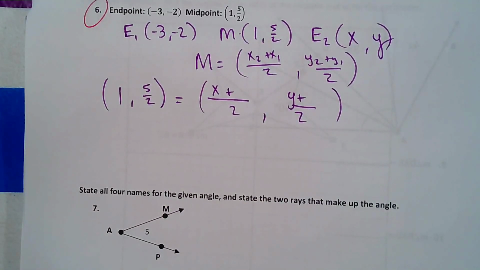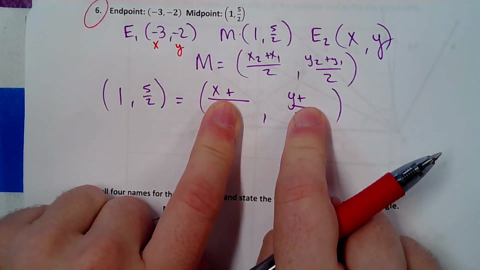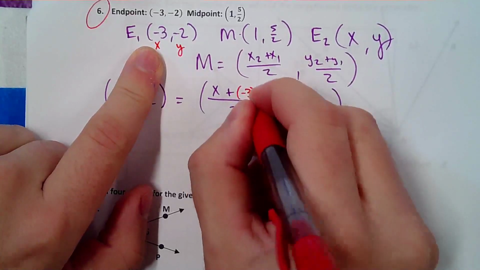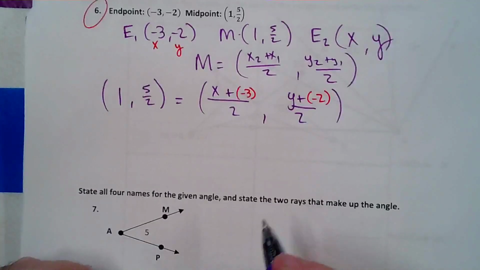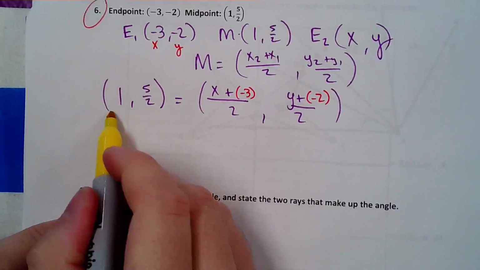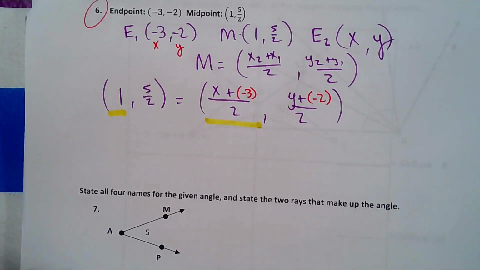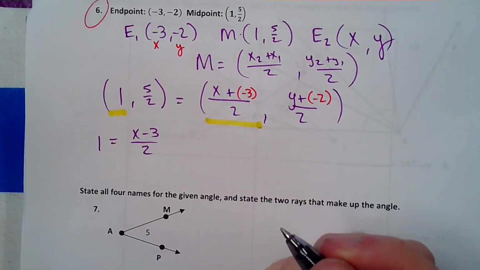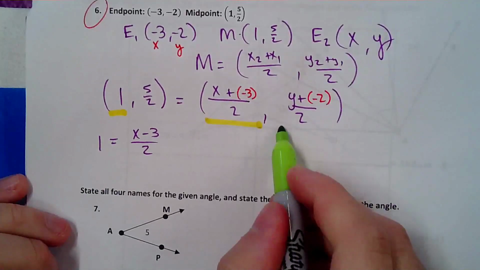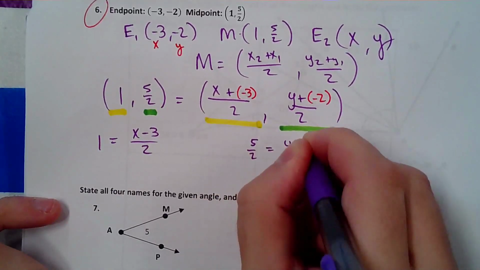Which x and y do we know? This guy and this guy. Our 2 endpoints normally go here. Trying to find the middle of 2 endpoints. So we know the -3, and we know the -2. But we don't know the x and y here. That's what we're looking for. So now what do we do? Well, that's the x value of our midpoint, and it's supposed to equal this. So write that. 1 should equal x minus 3 over 2. Now we also know that this should equal this. So write that. 5/2 equals y minus 2 over 2.